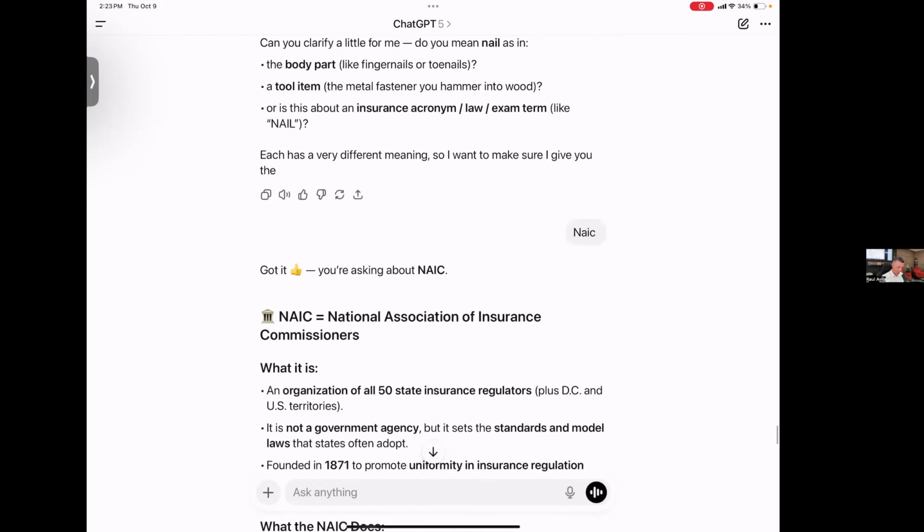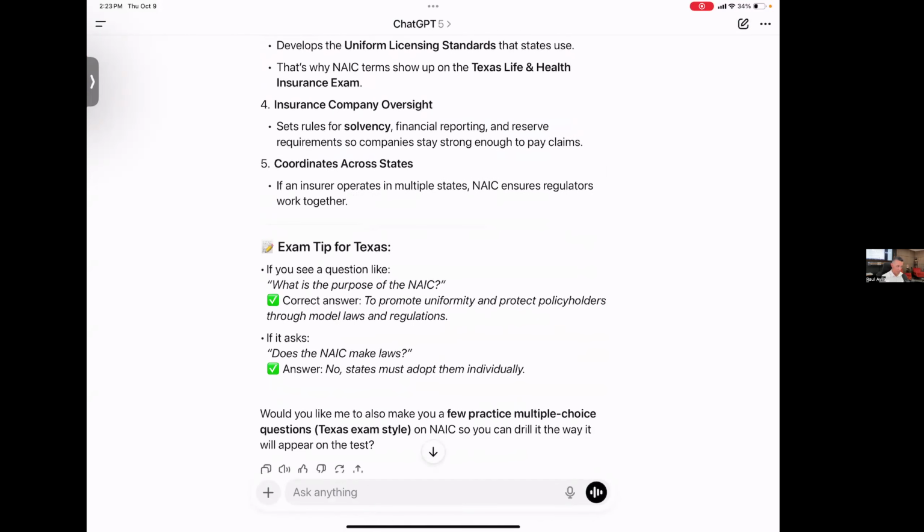The question you're going to get is, what is the purpose of the NAIC? Correct answer: to promote uniformity and protect policyholders through model laws and regulations. Does the NAIC make laws? The answer is no. The states must adopt them individually. See that?